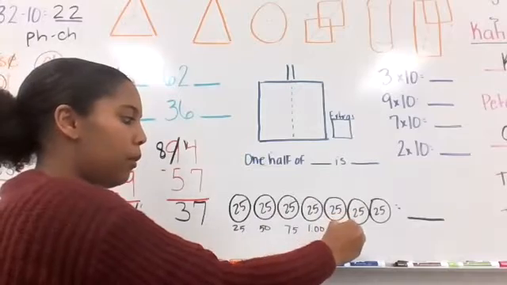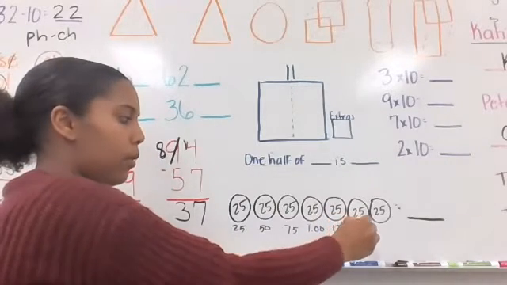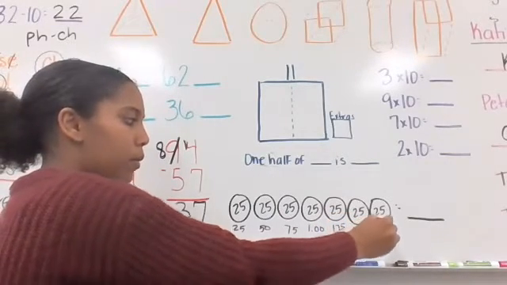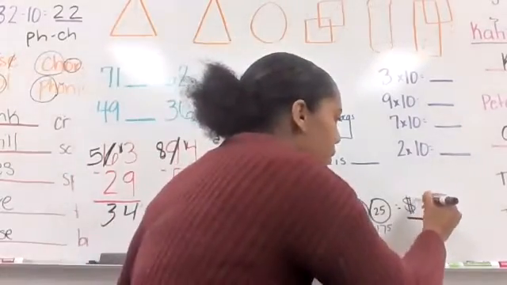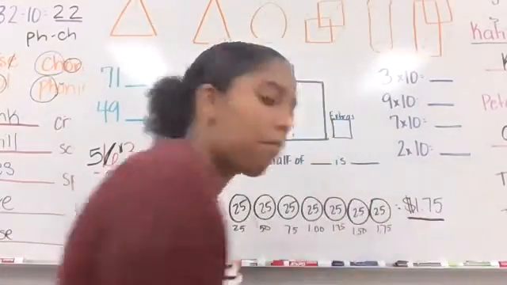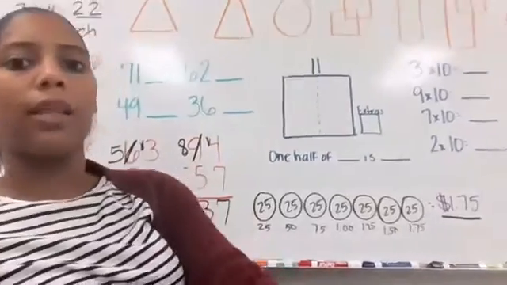25. $1.50. Good. $1.75. That was close. We almost got to $2. All right, let's round some numbers.